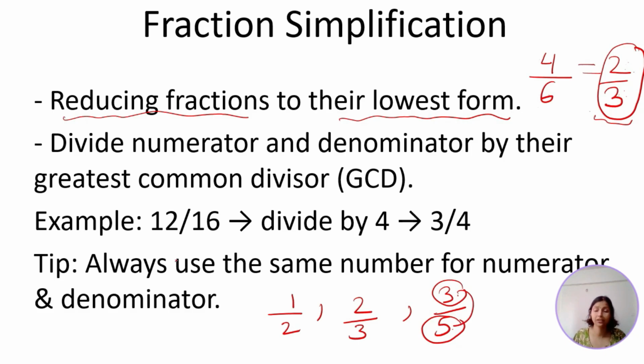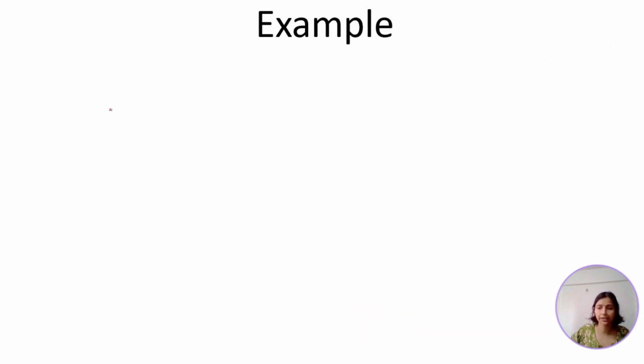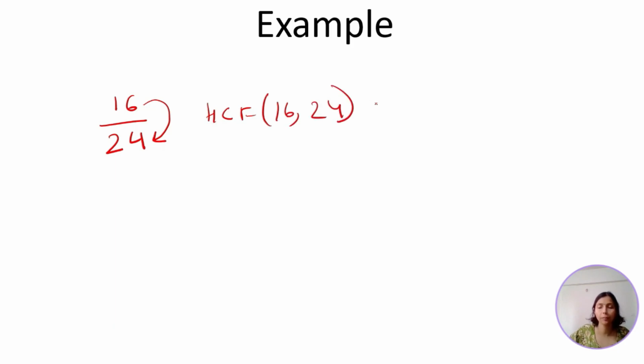So to get a fraction in the simplest form or in the lowest form, we need to divide the numerator and denominator by their greatest common divisor or by the highest common factor. Both are same thing. Let's understand it through an example. Suppose I have a fraction 16 by 24. I have to bring it to the simplest form or the lowest form. I will look for the highest common factor of 16 and 24. And we know the highest common factor for 16 and 24 is 8.